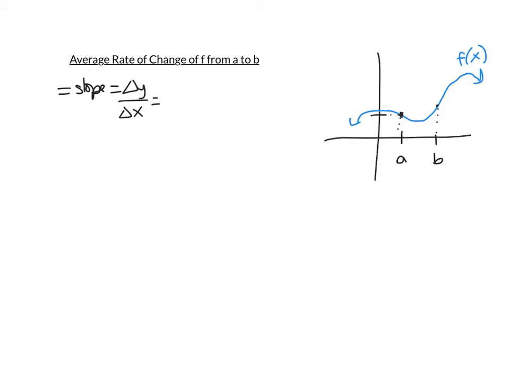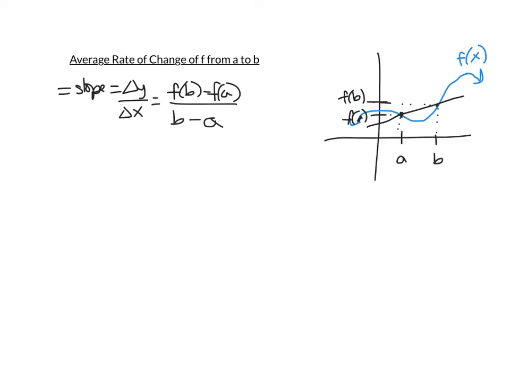So this y value right here is my f of a. And then this y value right here is f of b. Sorry that this is really messy. So in order to figure out the rate of change between a and b, we're going to find the slope of that line. And to find that, we're going to do f of b minus f of a over b minus a. So f of a and f of b are my y values, a and b are my x values.